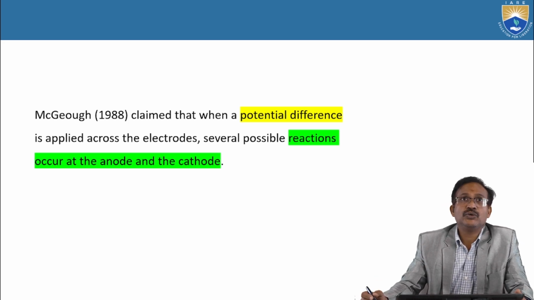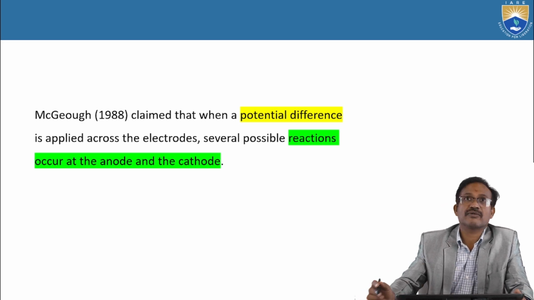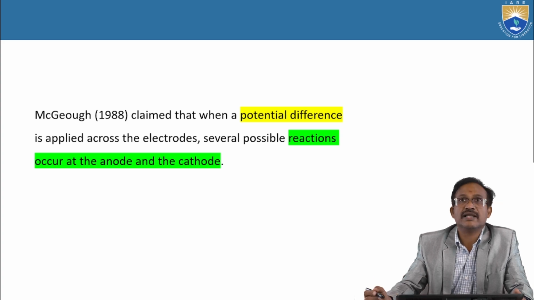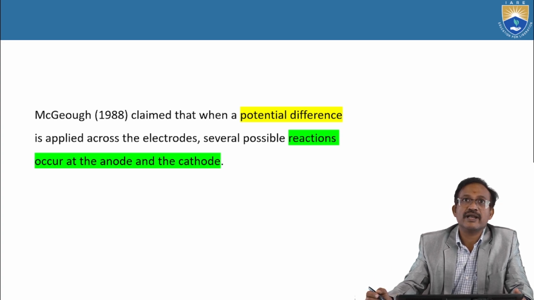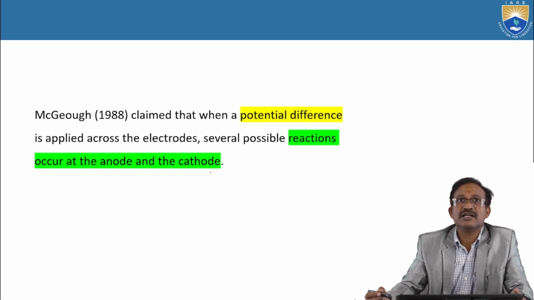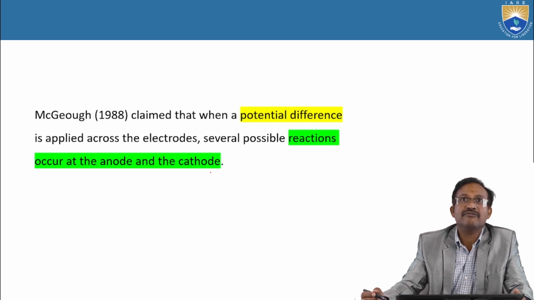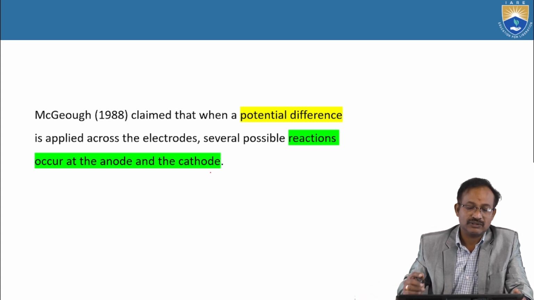During 1988, Megoff claimed that when a potential difference is applied across the electrodes, several possible reactions occur at the anode and the cathode. Obviously, when the potential difference is applied across the electrodes, reactions will be occurring at the anode and cathode. That's what we are experiencing, as Megoff claimed in 1988.